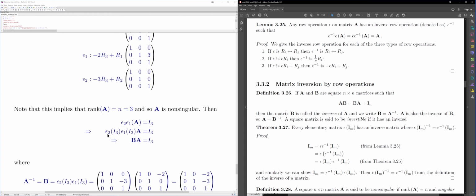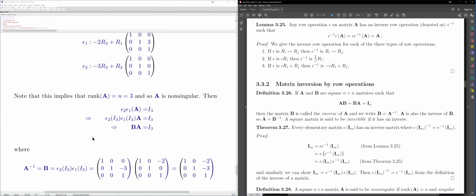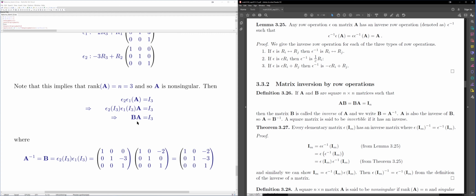So I'm saying that epsilon 2 of I3 times epsilon 1 of I3, in this order, I'm going to call that B. And that B is the inverse of the matrix A because B times A is the identity matrix. I write that out here: B is epsilon 2 of I3 times epsilon 1 of I3.